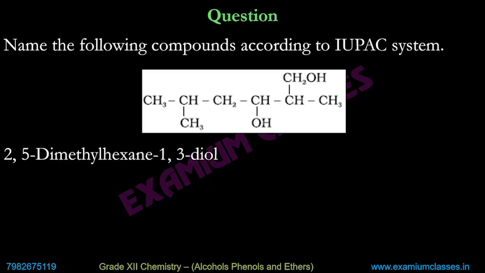Now, see, those who have given 2,5-dimethylhexane-1,3-diol, absolutely correct. A few students have not written this E. This E will be there because we have here D, diol. So many students have written 2,5-dimethylhexane-1,3-diol.